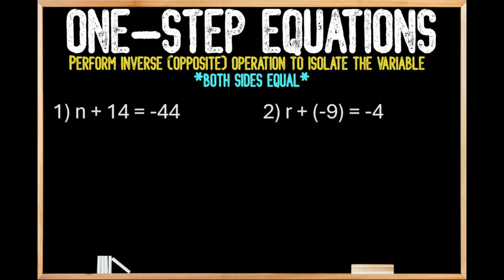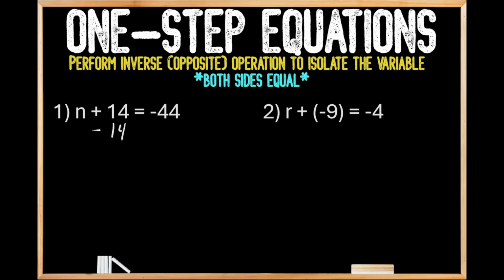So in order for us to isolate our variable of n, we're going to need to perform the inverse operation of addition. And the inverse operation of addition is subtraction. So on the left-hand side of this equation, we're going to subtract 14.